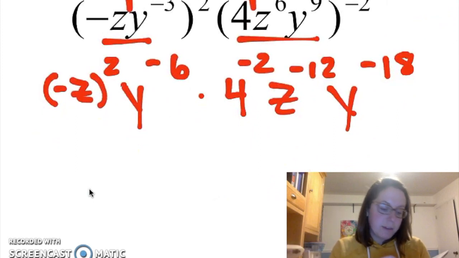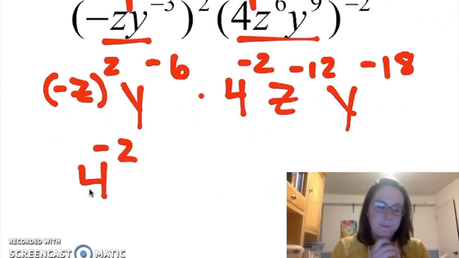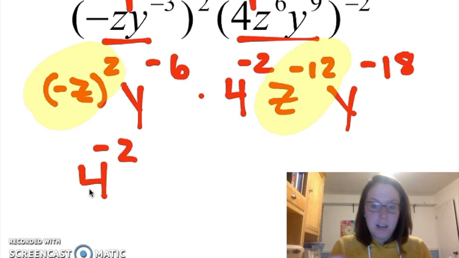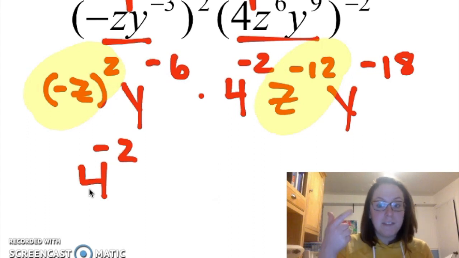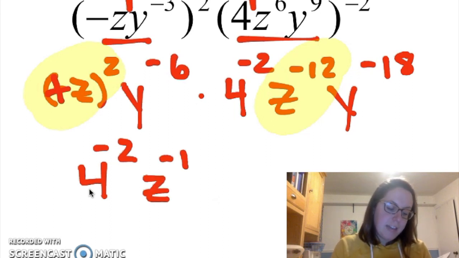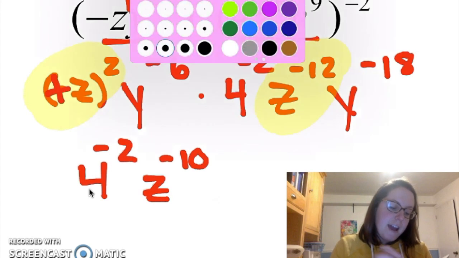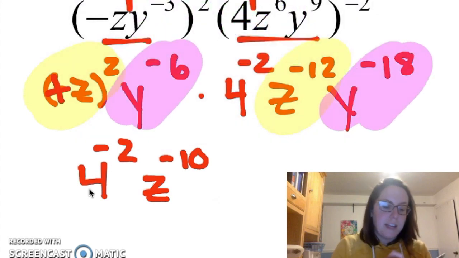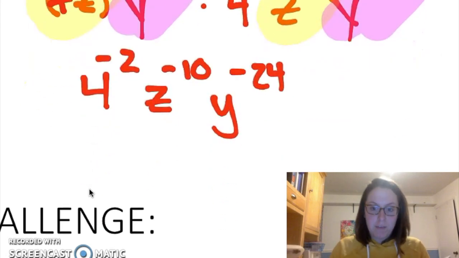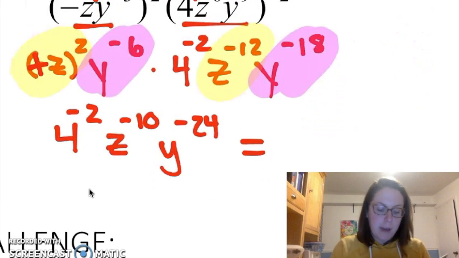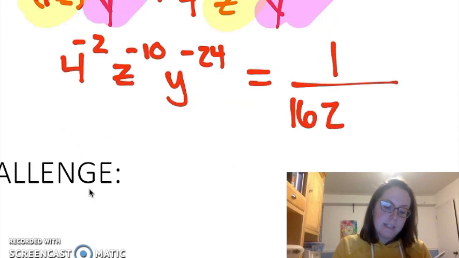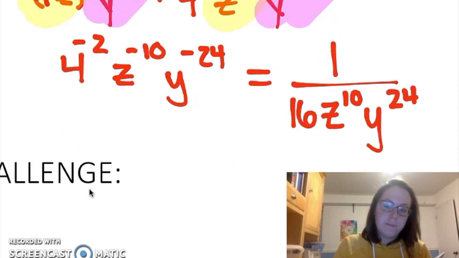Now I'm multiplying, right? So there's no other numbers, so I'm just going to leave 4 to the negative 2nd. Then I've got z squared and z to the negative 12th. Now I know that negative there is something we've got to think about, but a negative times a negative is positive. So that just really winds up being z squared. So this is z to the negative 10th. And then I have y to the negative 6th and y to the negative 18th. So that gives me y to the negative 24th. Now each of those are negative, so I'm going to flip all of them to the denominator. So this would be 1 over 4 squared is 16, z to the 10th, y to the 24th.